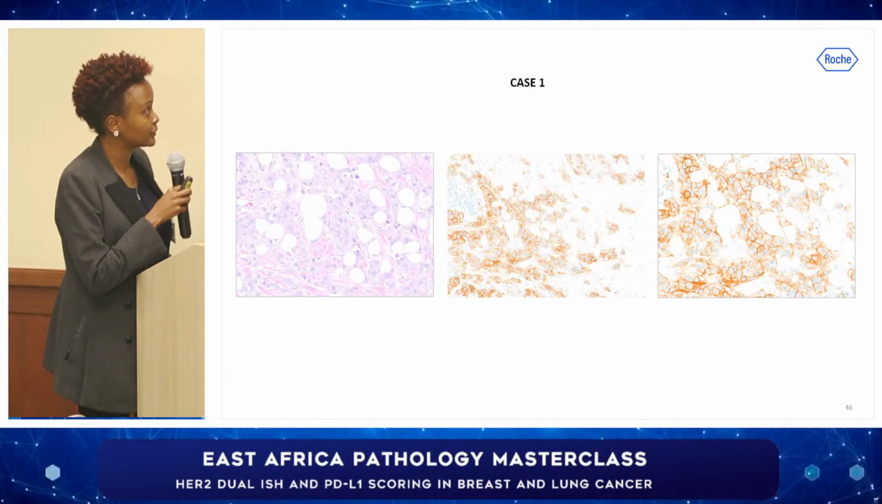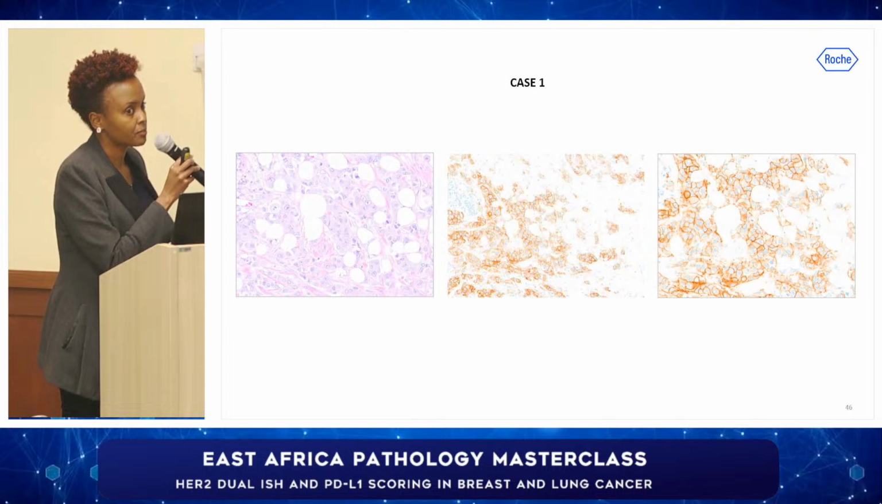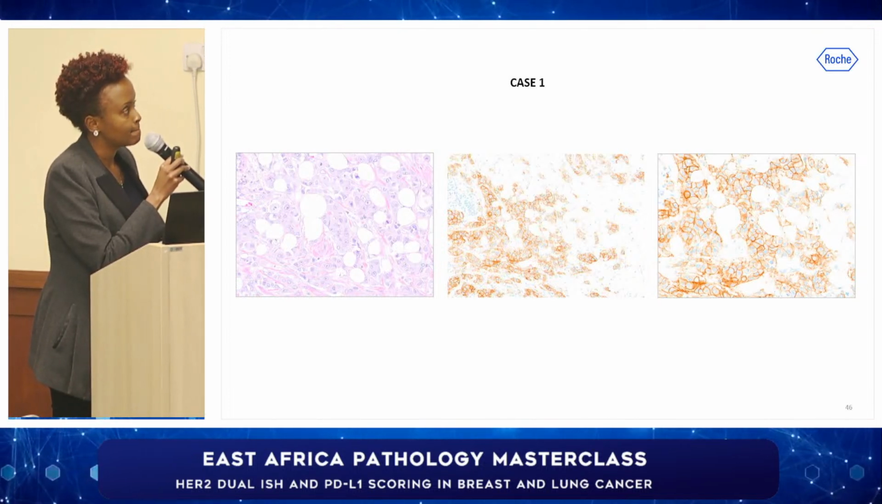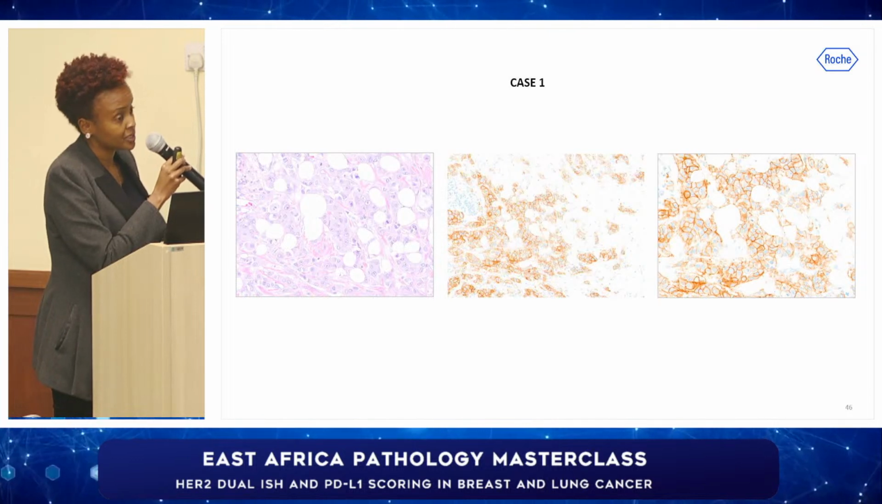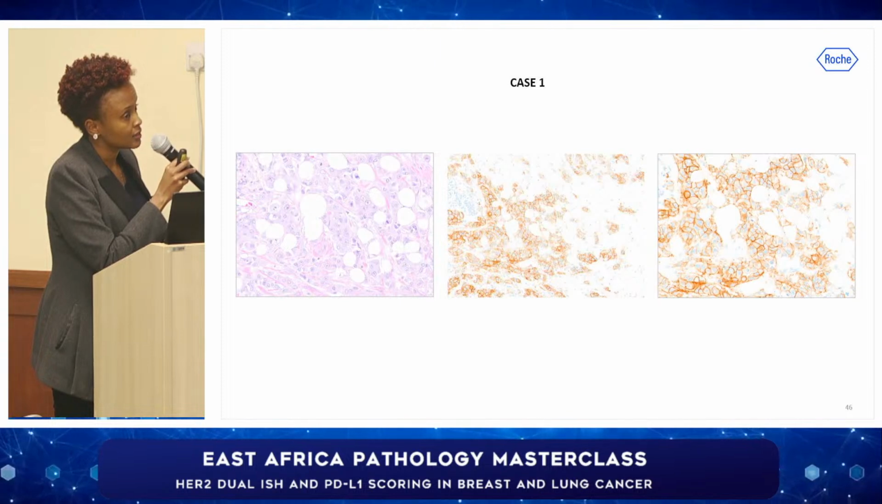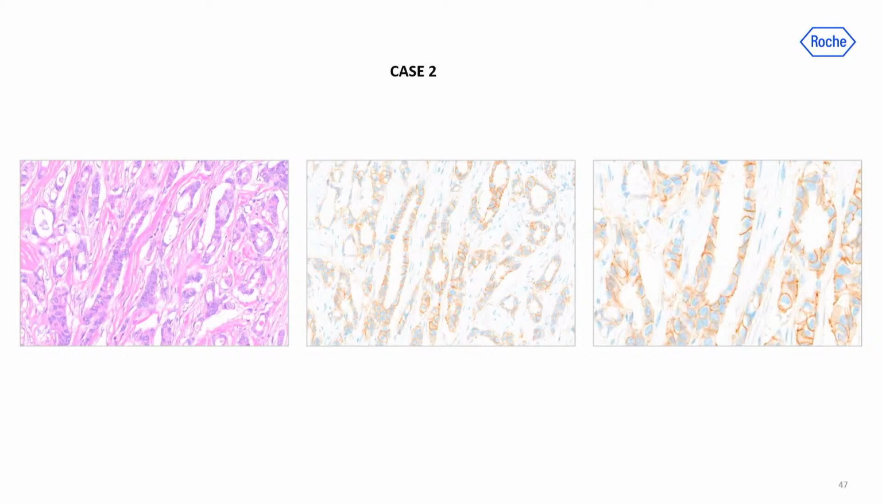So we'll come back to where we began. So case 1. What score would you ascribe this? So there is membranous staining. It's complete. It's weak to moderate. Actually, it's strong. And in more than 10%. 3+, right? Okay. We'll go to the next one.